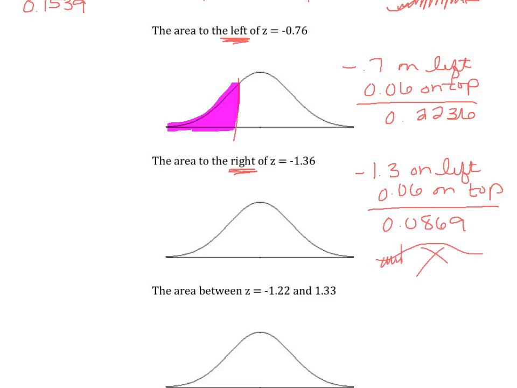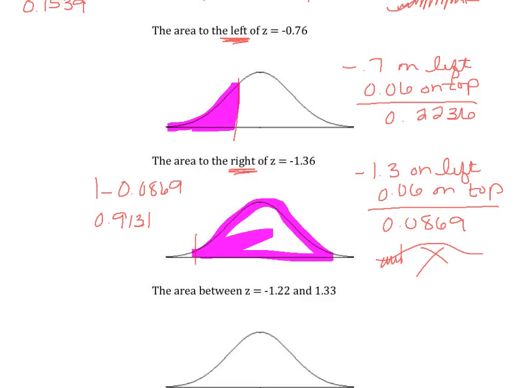So to get the stuff on the right-hand side, remember we subtract. So we have the whole thing is 1, and we subtract 0.0869 to get 0.9131. So the area to the right-hand side, excuse me, I put my thing in the wrong spot. The area to the right-hand side is 0.9131.